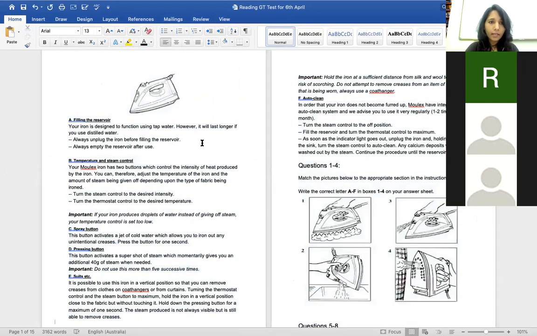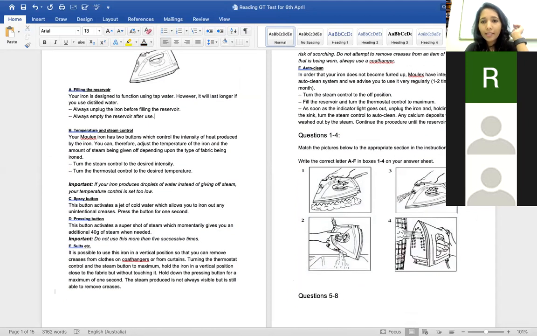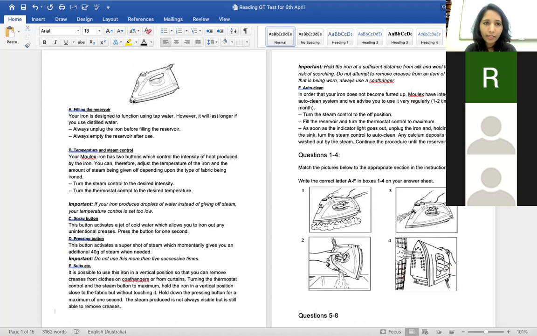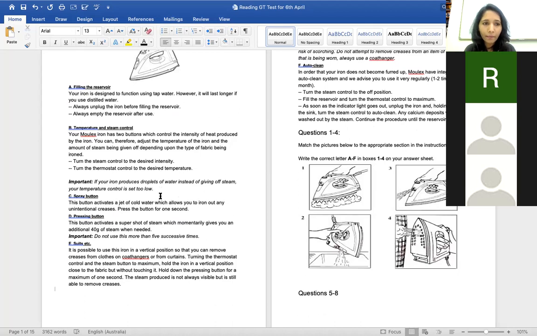All right. So the first question type is matching information. So you're matching the pictures to the appropriate sections in the instruction. This is section 1 of your reading. The reading passage has descriptions given here based on the type of iron, or the description for each of these ways of ironing or utilizations of this iron. So you'll have to skim through this passage and try and match this information to this text.